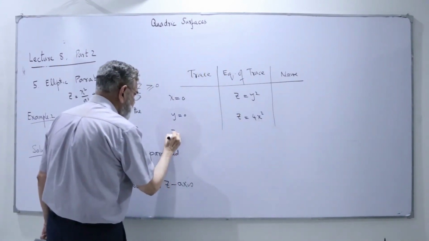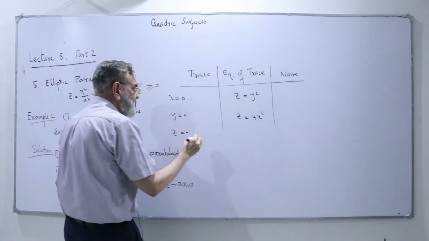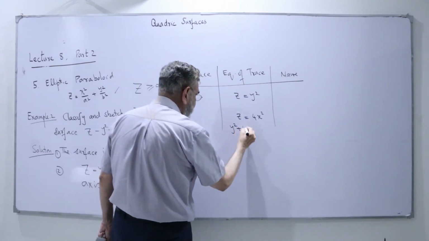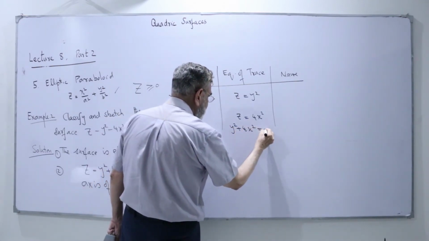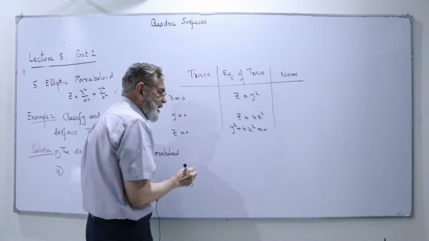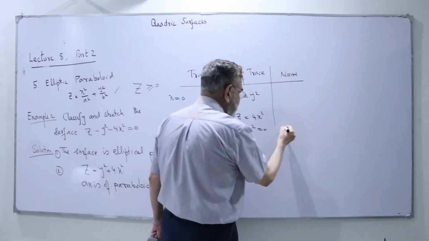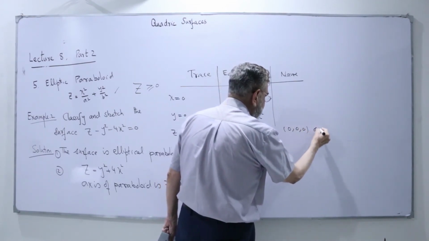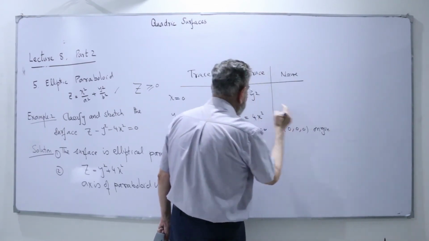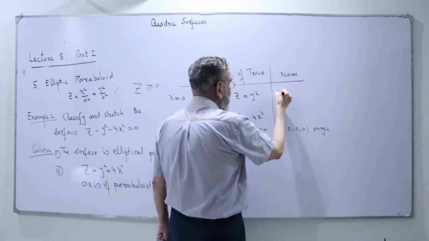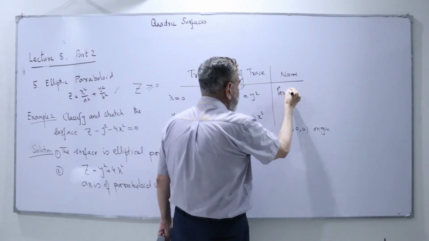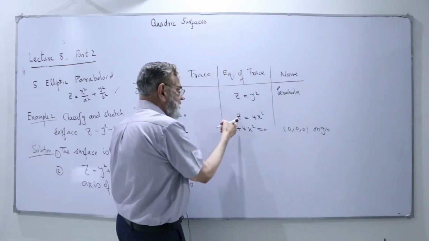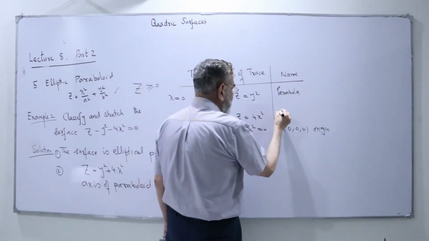And we take here z equal to 0, then the trace will be, we get here y square plus 4x square is equal to 0. And then, as I said, we can take x equal to 0, and this will be 0, 0, and 0. That's the origin. And here we can see one is quadratic, one is linear. This is a parabola in the yz plane. And here also z is linear in x square. So it's a parabola in the yz plane.